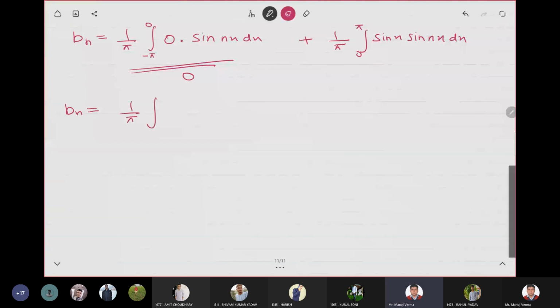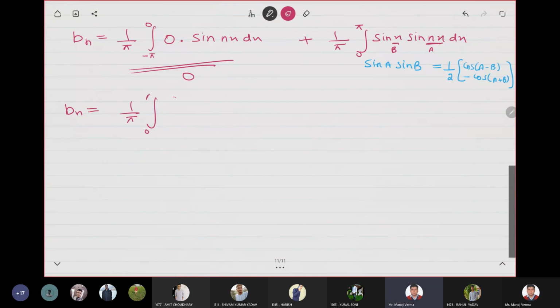Now I have to insert the formula sin A sin B equal to half of cos A minus B minus cos A plus B. I am taking this as A, this as B. This will become the integral 0 to pi of cos (n minus 1)x minus cos (n plus 1)x.